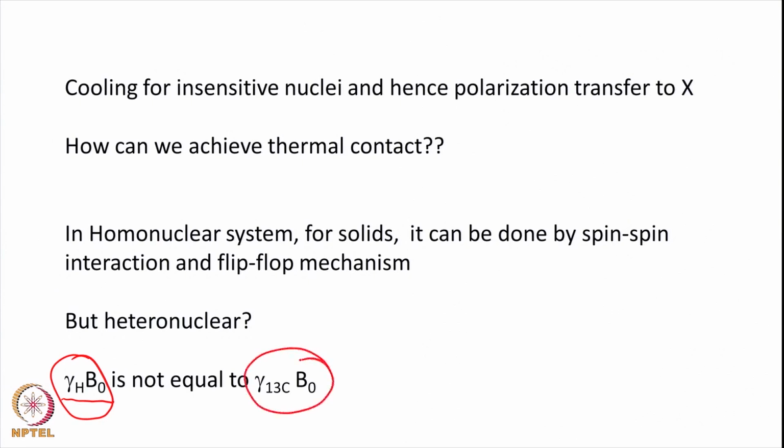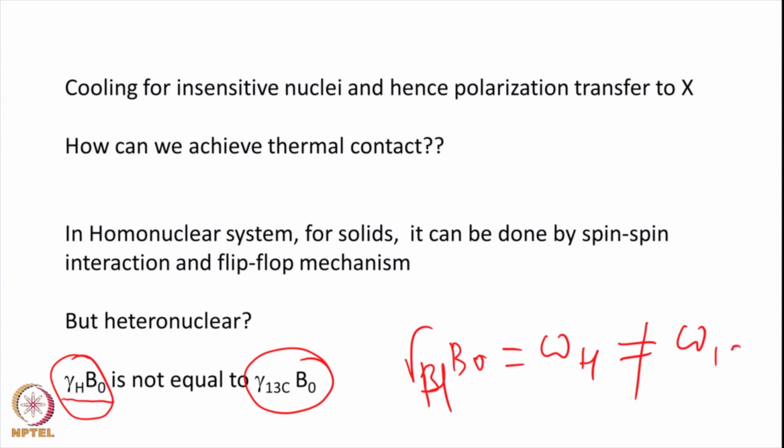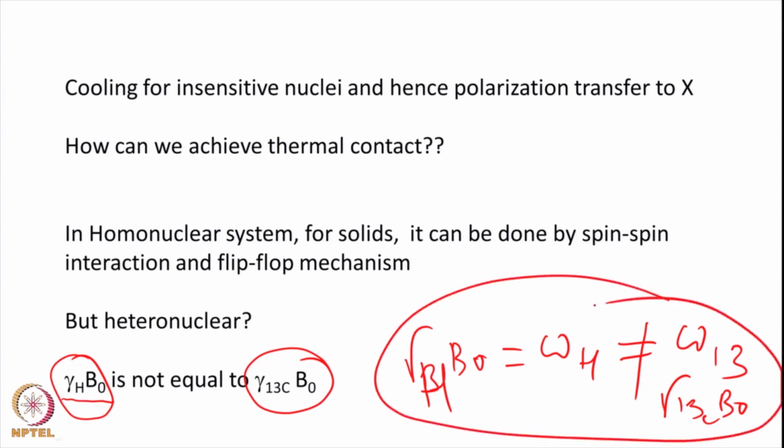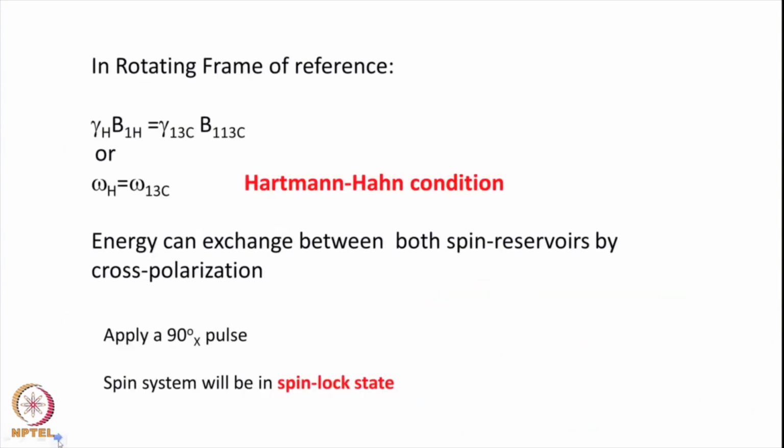So, that means if you look at the Zeeman field only, the proton's gamma B0, or we can write it as omega H = gamma H B0, is not equal to omega 13C, which is gamma 13C B0. So that means if we keep these two nuclei, X and 13C, in the same field, even thermal contact cannot be achieved and polarization transfer cannot happen. So, then we have to do a trick. We have to shift from the lab frame to the rotating frame of reference.